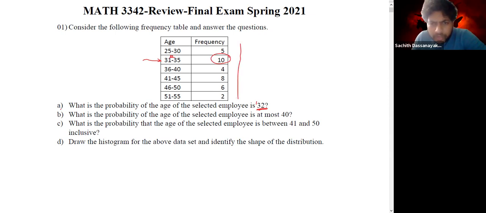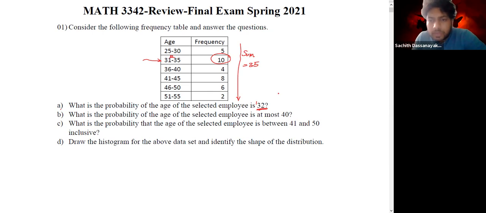First of all, before you find the probabilities, you have to take the sum. Here the total is, I think, 35. So how many employees belong to this age 32? It is 10. So you can find the probability. Probability is equal to the relative frequency. What is relative frequency? Each frequency divided by the total number of employees, or total number of observations.